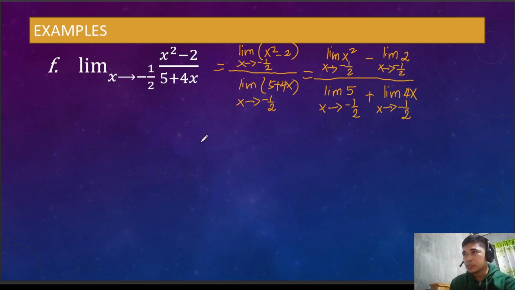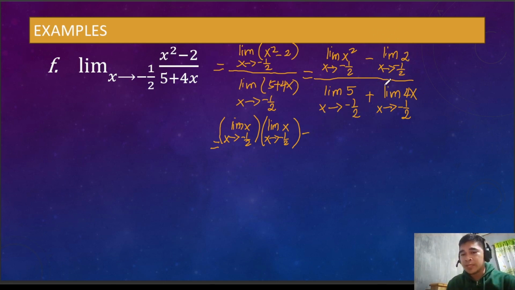Now solve further. So equals, what is the limit of x squared? For the limit of x squared, we can use that x squared is x times x. So limit of x as x approaches negative 1/2 times limit of x as x approaches negative 1/2. Now, what is the limit of 2 as x approaches negative 1/2? We all know that the limit of a constant is the constant itself. So, this is 2, all over the limit of 5, this is a constant, so 5, plus the limit of 4x, this is a constant times the limit of x. So, 4 times the limit of x as x approaches negative 1/2.